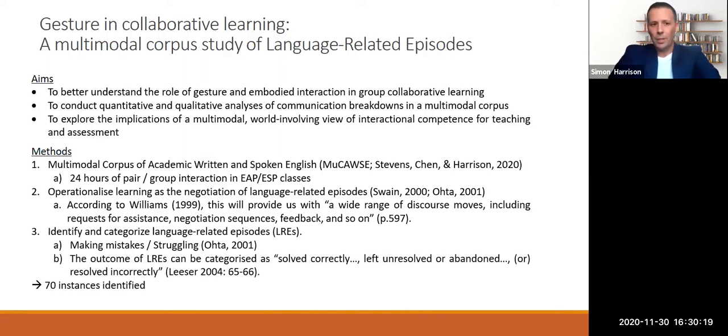And initially, we began to identify and categorize the language-related episodes following the well-known criteria in the literature, such as the beginning of the episode as one of the students making a mistake or struggling that leads to this discourse, and then the end of the episode being the first indication that it's been resolved. And we there began with Lisa's categories of resolved accurately, unresolved or abandoned, or resolved incorrectly. And in doing that, Levi identified 70 instances of this in part of the multimodal corpus.